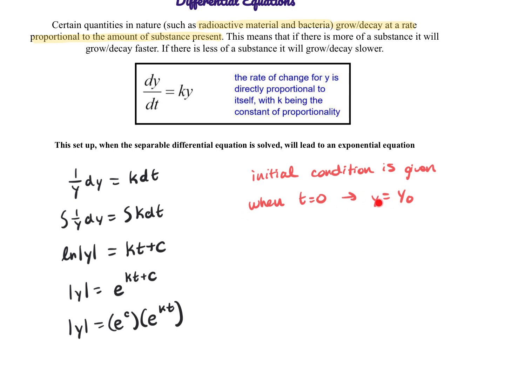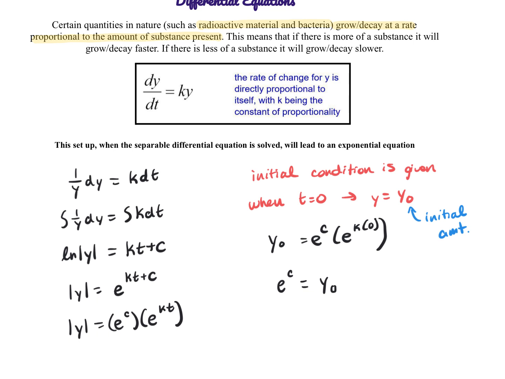So if I substitute this into my equation, we have y naught, which would be right here, equals e to the c times e to the power of k times 0. Because again, we're looking at the initial amount, and that will be when time is equal to 0. Anything to the power of 0 is 1, so we can see that e to the power of c, which is just a constant, right, because c is a constant, e is a constant, so that constant is equal to y naught, which is essentially just the initial amount.